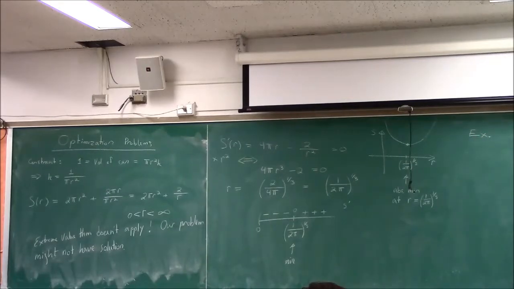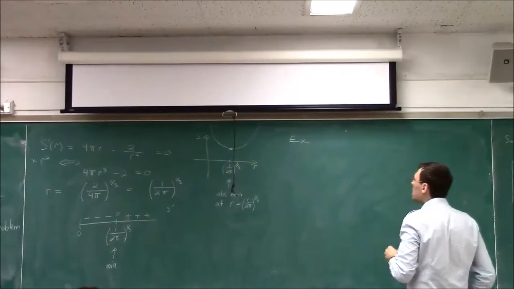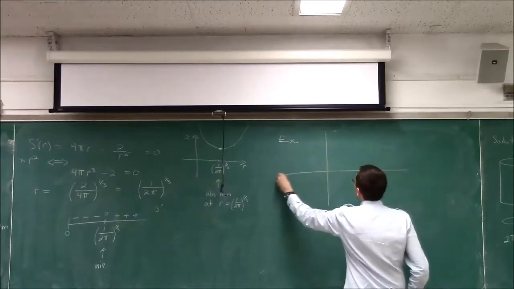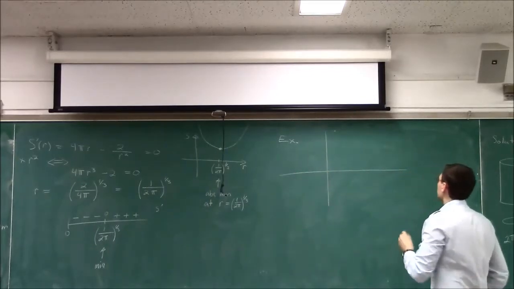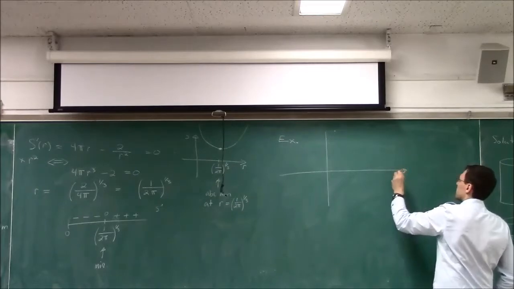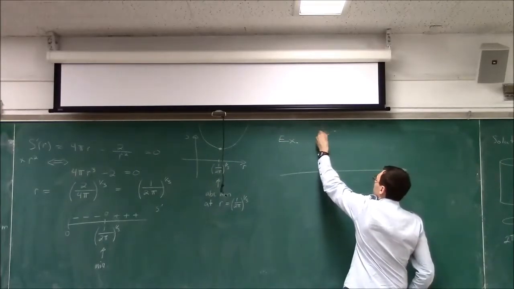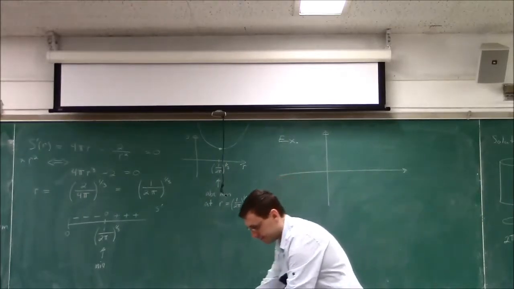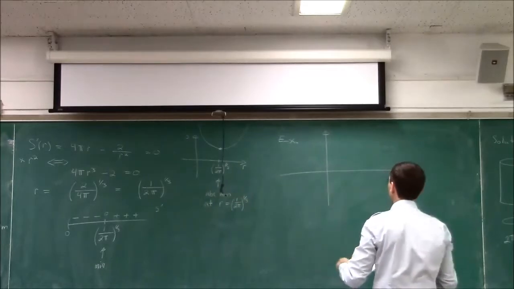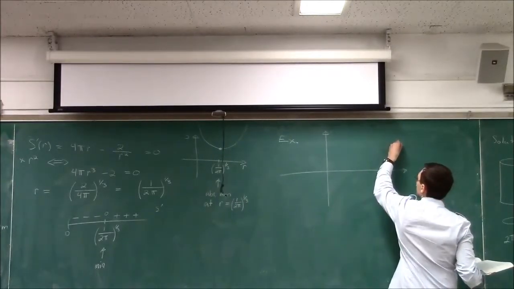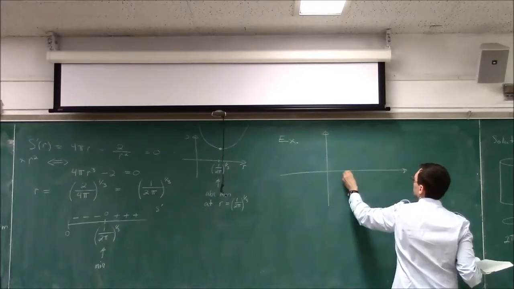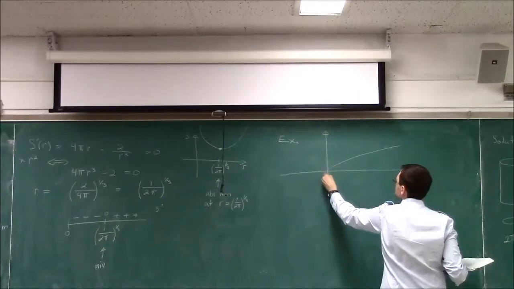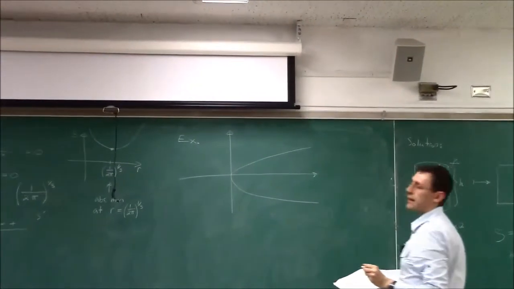Example. So this is like a two-dimensional simplified version of astrophysics. So imagine that we have a comet. And the sun is somewhere here. The comet is going to fly in a parabolic path.